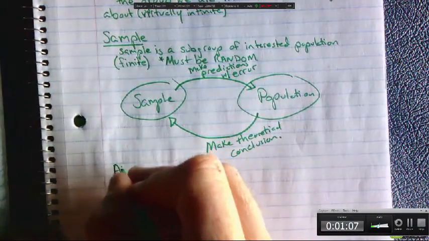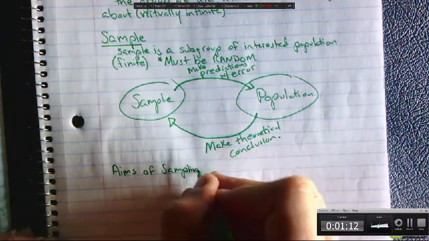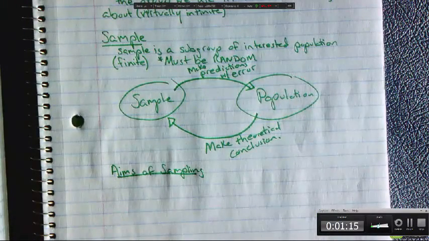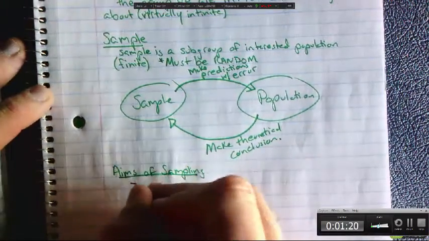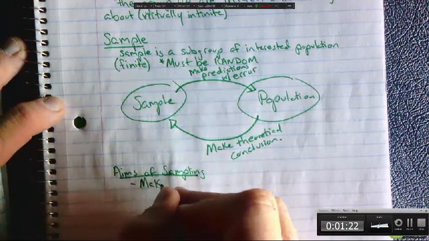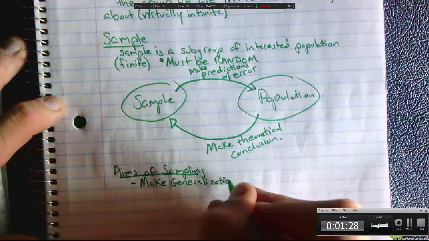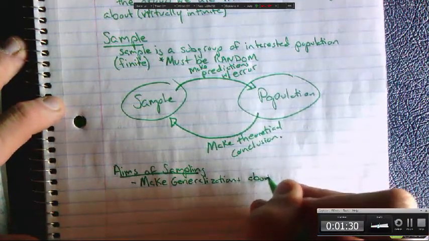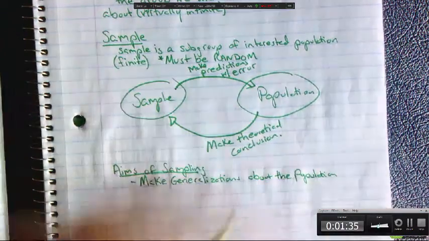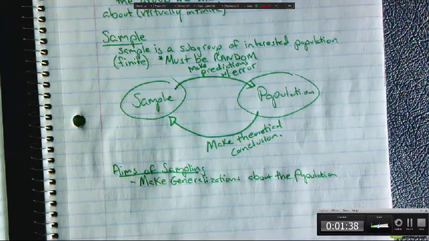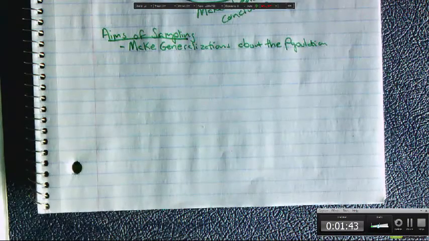So just a quick overview of sampling, the aims of sampling, the benefits of sampling. First of all, you can make generalizations about the population. You can say, from our sample, here's what we think should happen with the population.